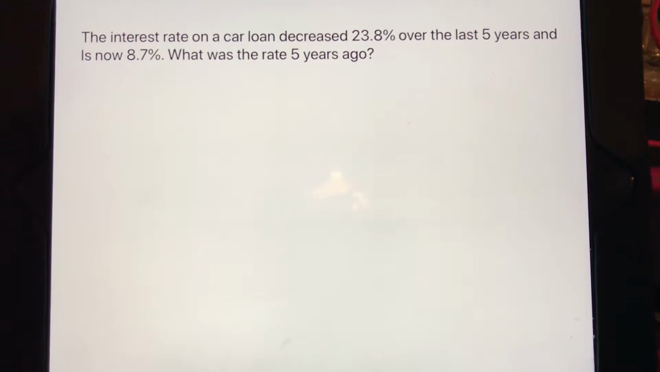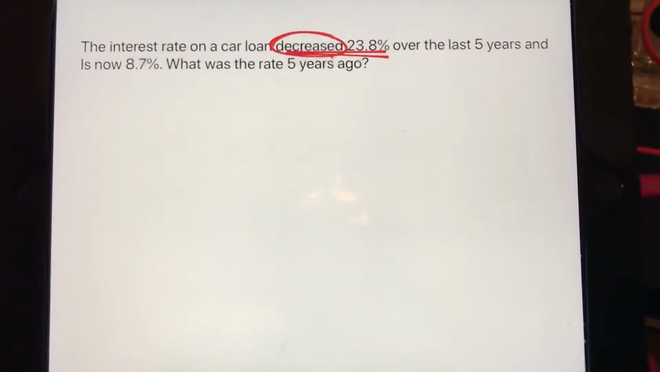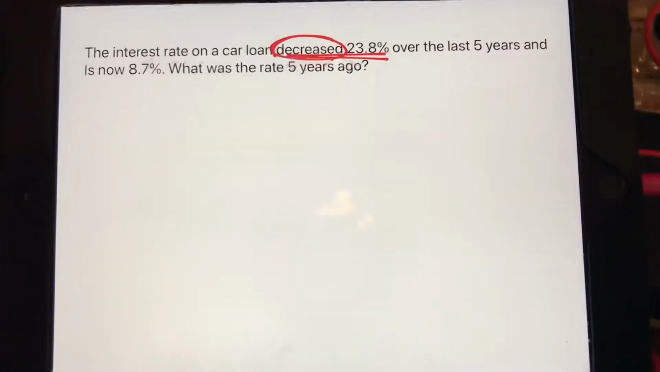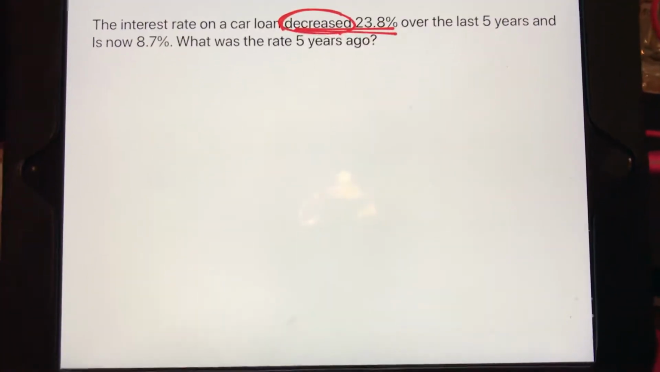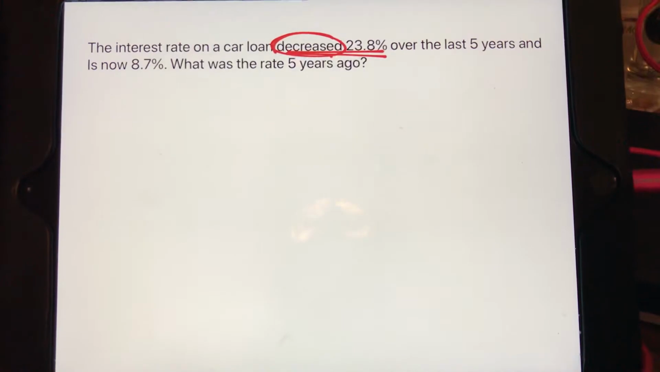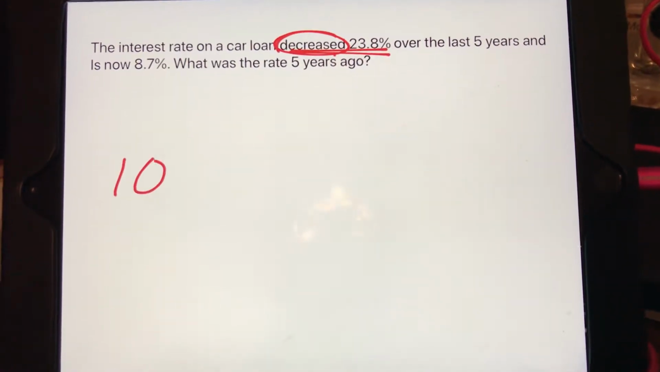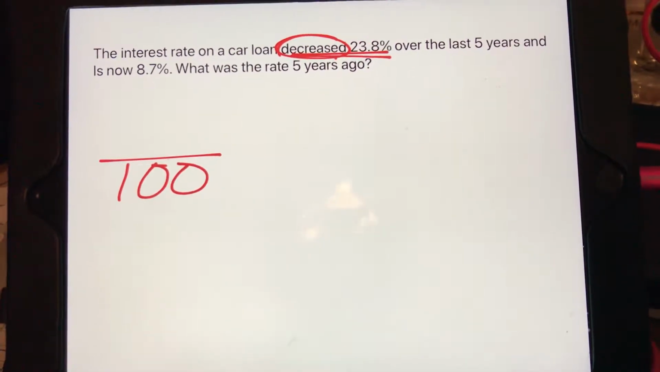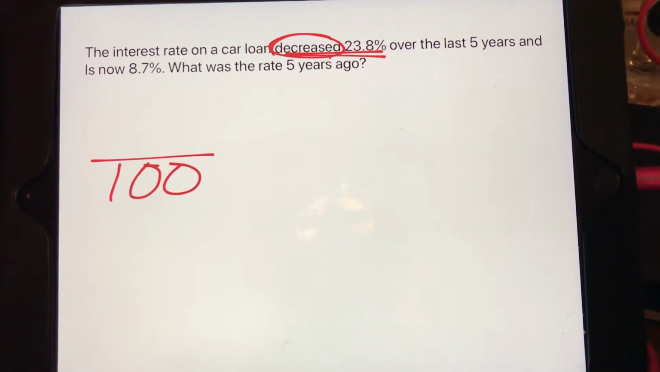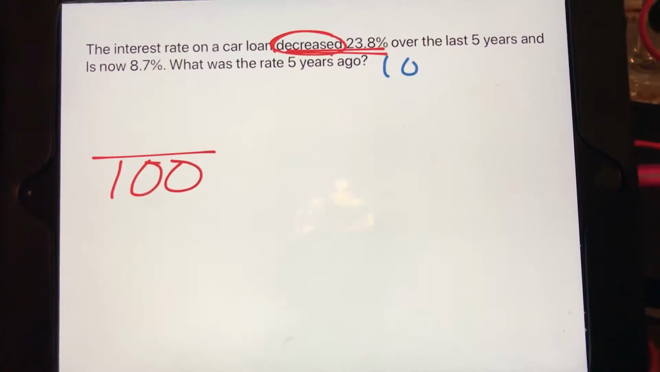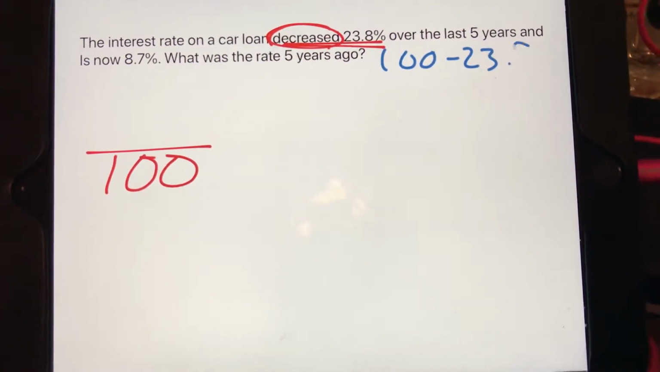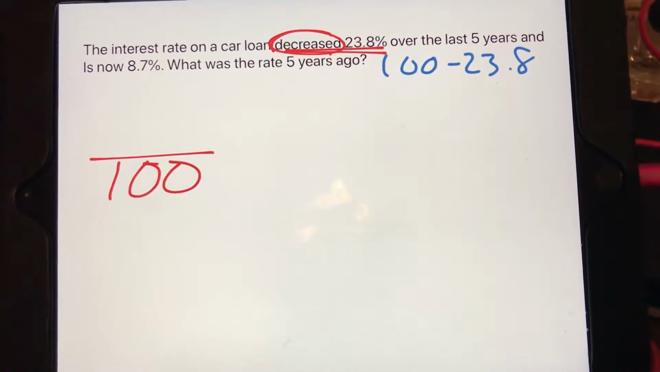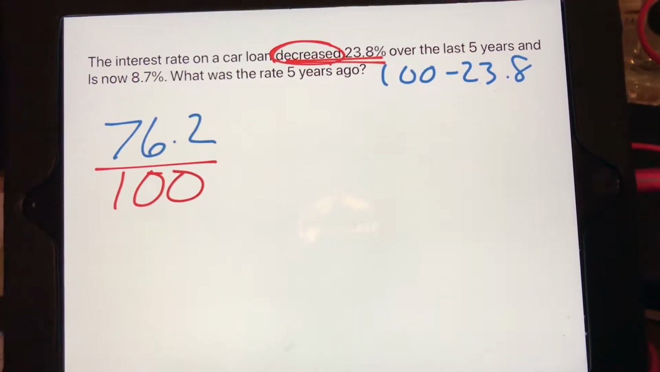Now, here's the deal. When you have a percent that follows the word decreased, or increased, if we're talking about going down, going up, that's your relative change. And remember, relative change, dealing with percent, is always out of 100. So we use 100 as our reference. Now, if it decreased, that means we're going to take our reference and decrease by 23.8. If I take 100% minus 23.8%, I get 76.2%.